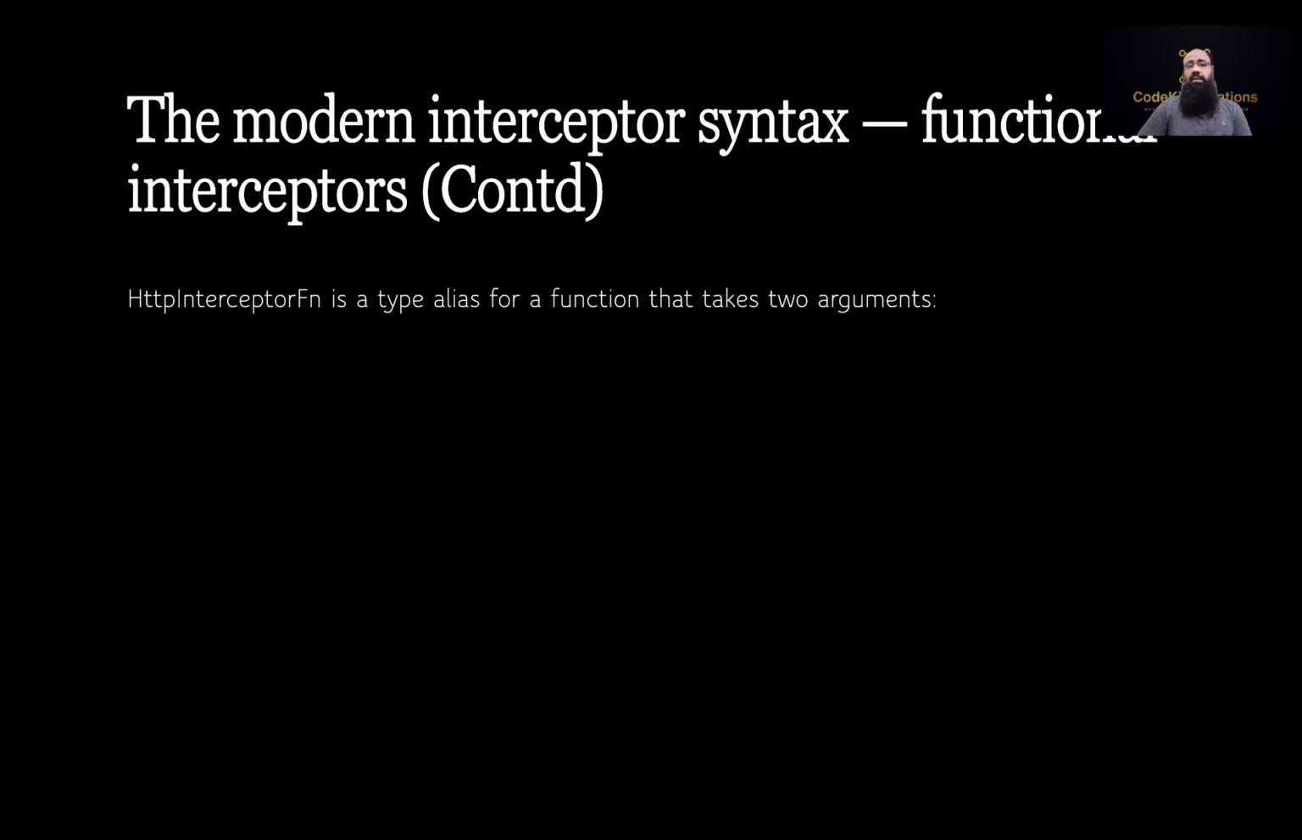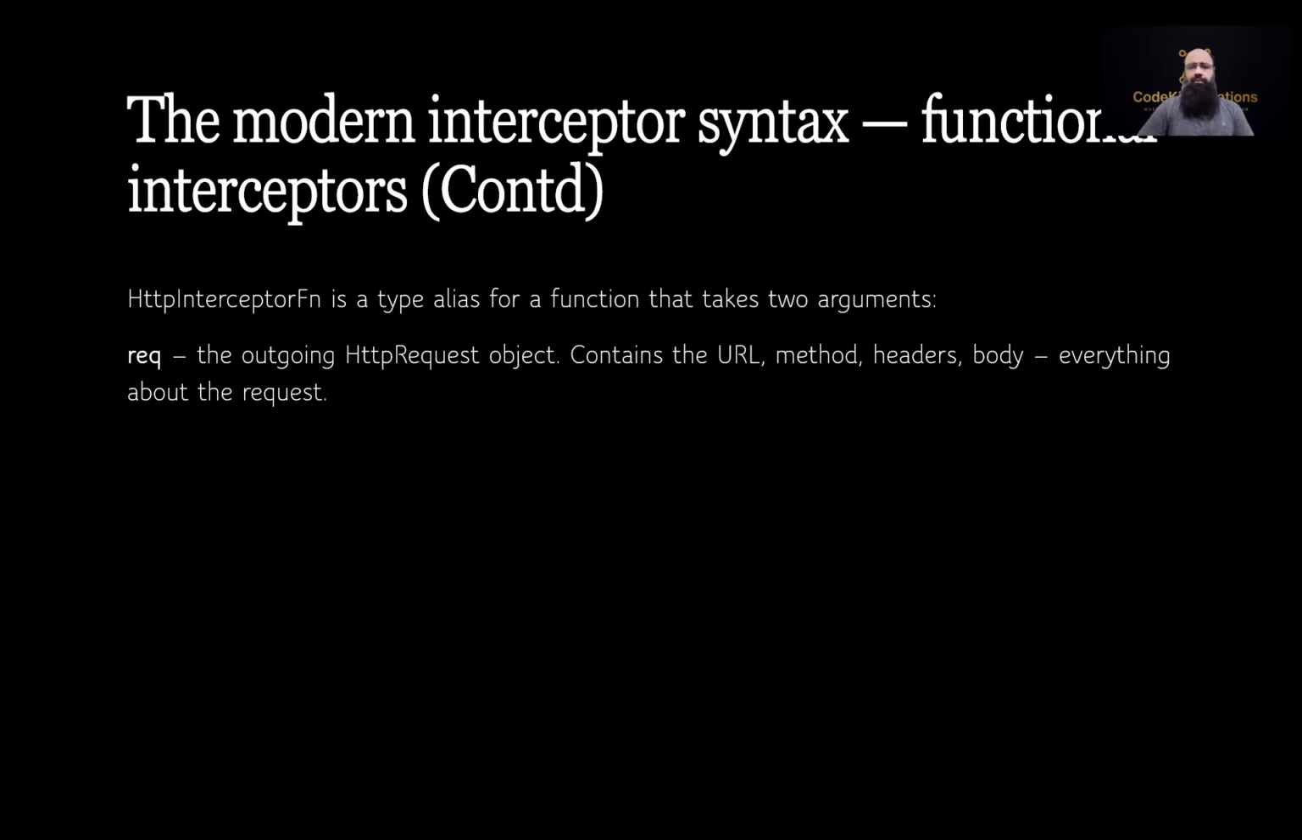So HttpInterceptorFn is a type alias for a function that takes two arguments. So what does it take? One is the request, the outgoing HTTP request object. And what does it contain? It contains the URL, body, headers, and everything which is related to a request.